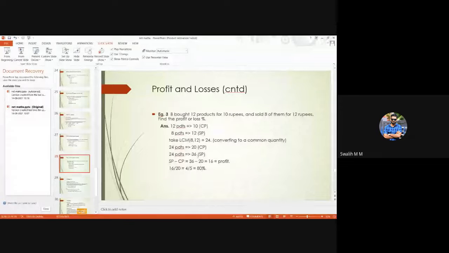Okay, yeah. So it is given 12 products for 10 rupees, and sold 8 products for 12 rupees. You can either convert this cost price in terms of 8 products, but that would be a little bit more confusing. And here the profit value is also not given. So here you can easily convert both if only the percentage is asked. Here only profit percentage is asked, not the profit value. So what you can do is convert both the products in terms of an LCM number. Take the LCM of 12 and 8, and you can do it in terms of 24. The LCM of 12 and 8 is 24.